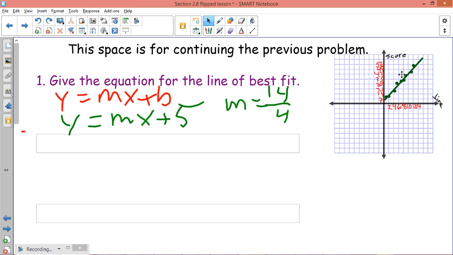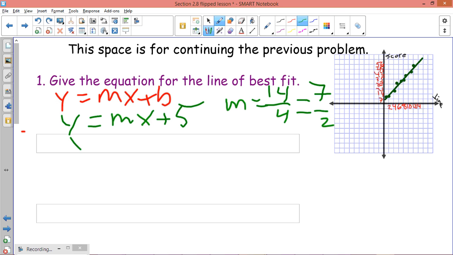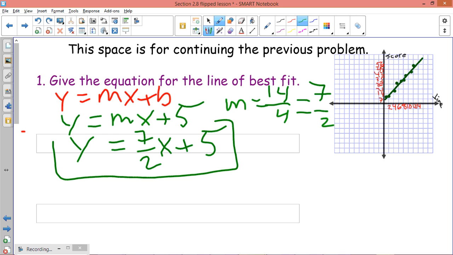My slope is 14 over 4, but that's not quite in simplest form, so I'm just going to reduce that to simplest form, 7 over 2, by dividing top and bottom, numerator and denominator, by 2. So I have 7 over 2 as my slope, and so my equation, y equals mx plus b, is y equals 7 over 2 x plus 5. That is my equation for my line of best fit.